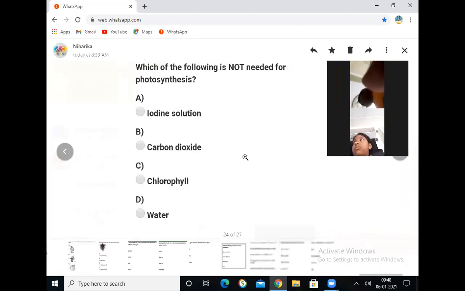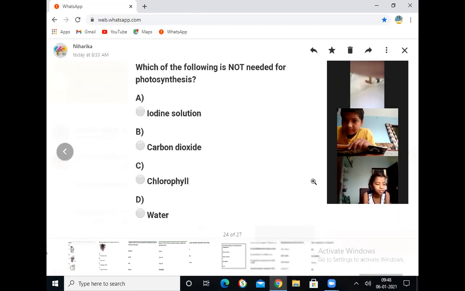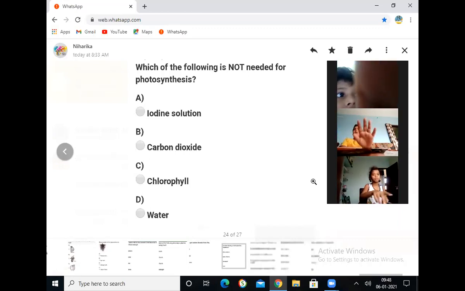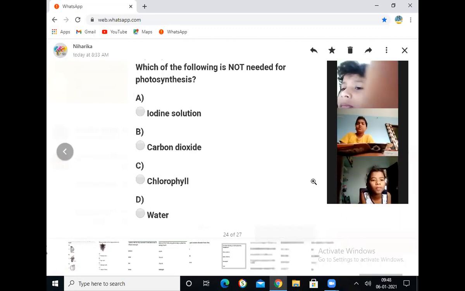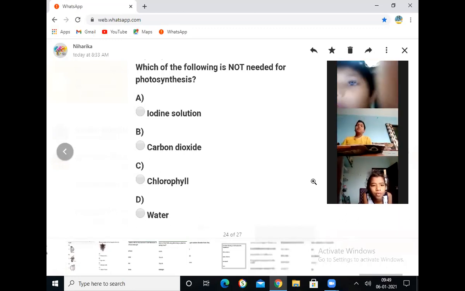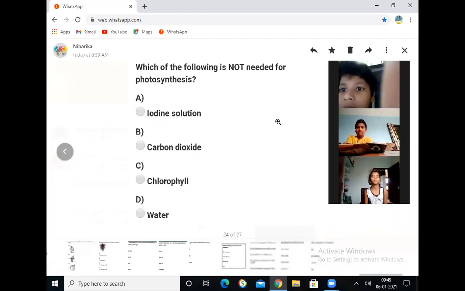Which of the following is not needed for photosynthesis? Iron solution, carbon dioxide, chlorophyll, water. Aradhya, I want the answer from you. Bhavish, answer please. Yes, Mala, speak out. Iron solution, yes. The right answer is iron solution. To prepare food, plants use carbon dioxide, chlorophyll, and water. So we have to eliminate iron solution.